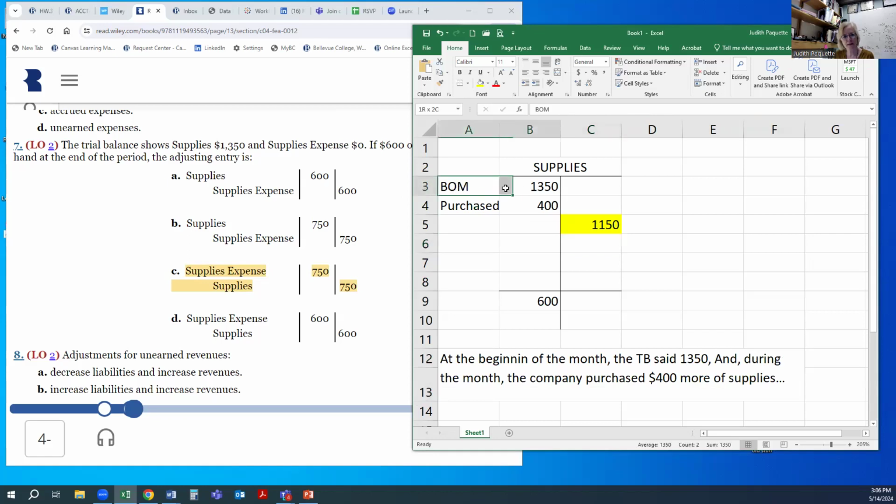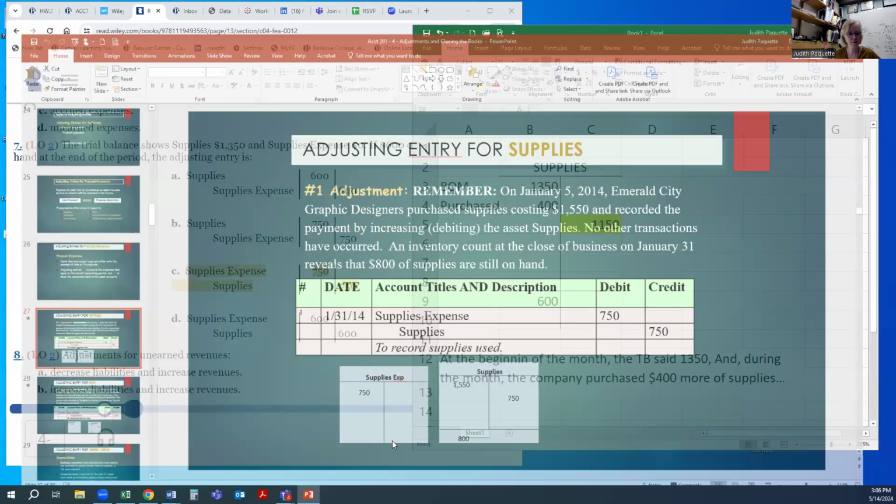And the difference in these 2 problems is in the textbook problem, it said at the end of the month, the trial balance said 1350. But now I changed the problem so that at the beginning of the month, the trial balance said 1350. So we have to add the activity during the month. All right. Okay, let's go back to these guys.